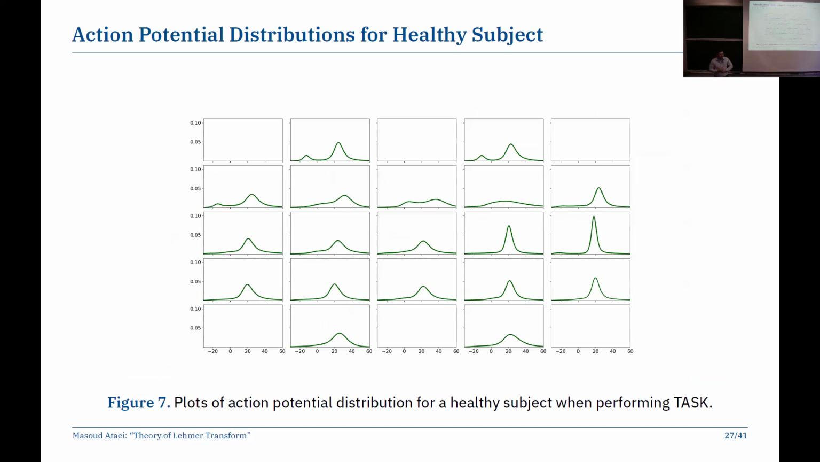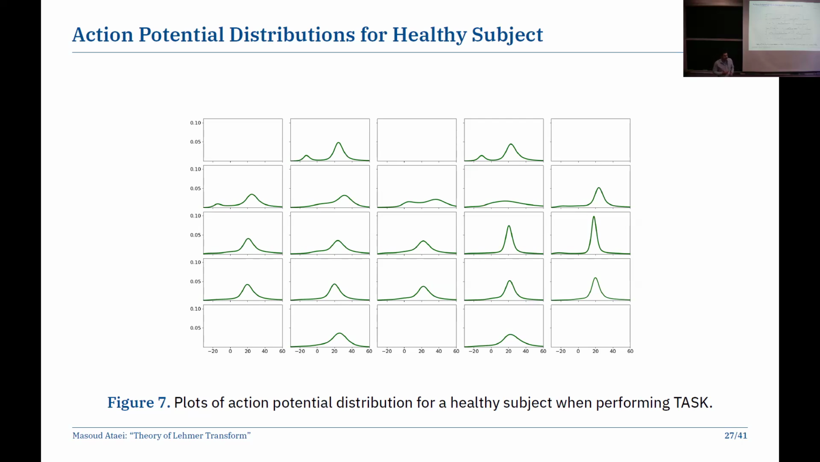Now, let's see how these action potential distributions look for a healthy subject mapped on this 10-20 international system for electrode placement. The pattern that we observe here is that most distributions have relatively high variability, and most of them are unimodal distributions.